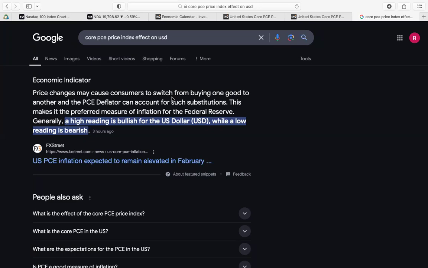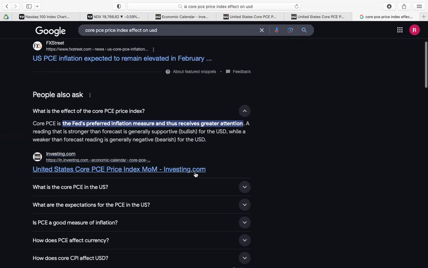Deflator can account for such substitutions. Nice substitute. This makes it the preferred measure of inflation for the Federal Reserve. Generally, a higher reading, this is what we want. It says a higher reading is bullish for the US dollar. You hear what it's saying? While a lower reading is bearish for the US dollar. Beautiful. Okay, let's continue.